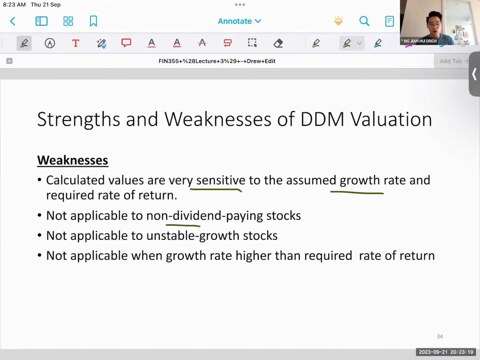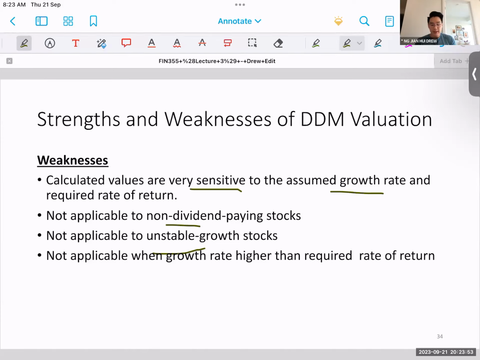It's not applicable to non-dividend paying stocks. We know that, of course, if the company is not paying dividends, you can't use it. It's not applicable to unstable stocks, because you notice that in the models that we see, it's usually quite stable, right? It's either no growth, stable growth, or two-stage growth, but it's all very stable. Even the gradual one is an approximation, but at the end of the day, it's a stable kind of growth. So if it's unstable growth, you cannot use the DDM.